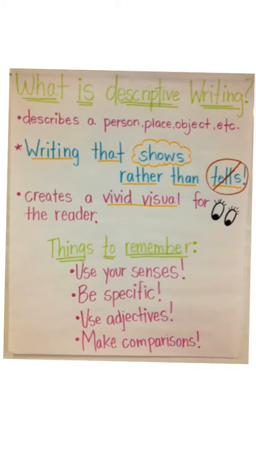We are going to be practicing writing a descriptive piece. On the chart paper in front of you, you see that it says a descriptive writing describes a person, place, thing, or object. That sounds pretty easy. We know, though, that a descriptive writing should be words that show rather than tell.